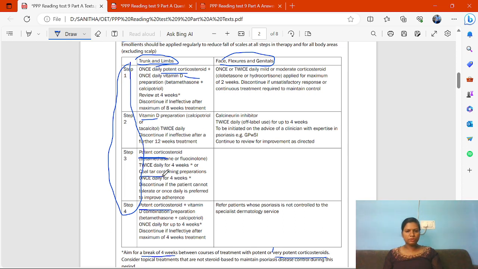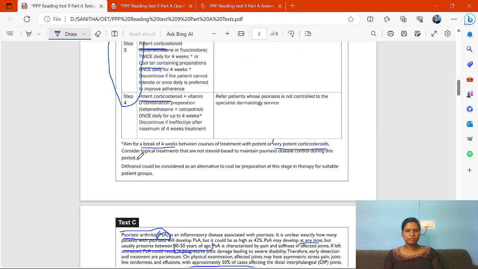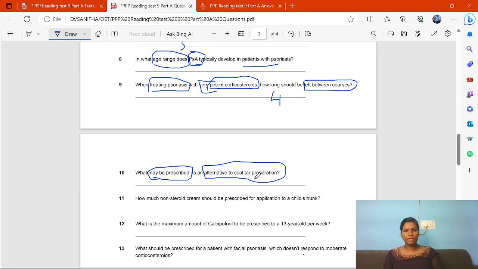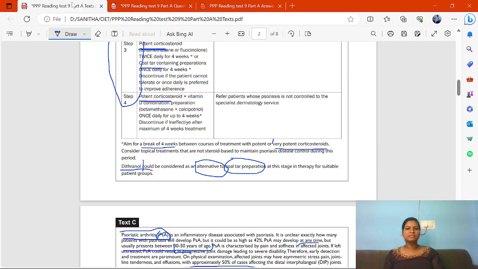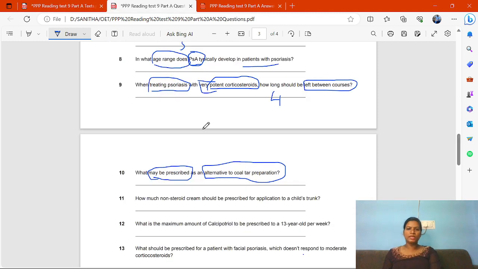Here is coal tar, but it is not saying any alternative. See, ditranol could be considered as an alternative. We got the keywords: alternative to coal tar preparation, and what may be prescribed? Ditranol. So what is the answer? Ditranol could be considered as an alternative to coal tar preparation. So the answer is ditranol.